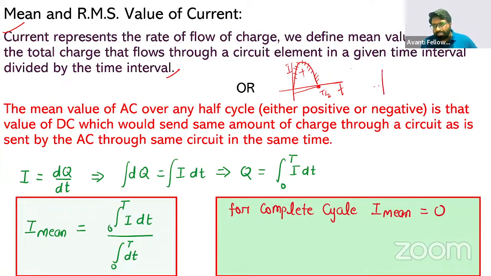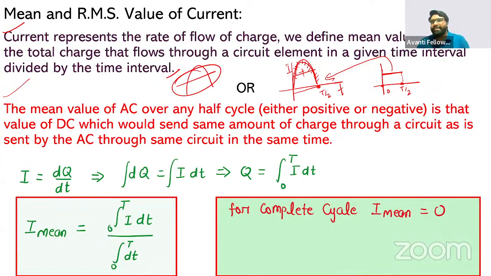But what if I send a value of current which is fixed with respect to time, it is not changing its value from 0 to T by 2. And I compare this value to this value. That is what the definition says to us. So the mean value of this current, let's say it lies here, is the same value of current which a DC would deliver in that same time.